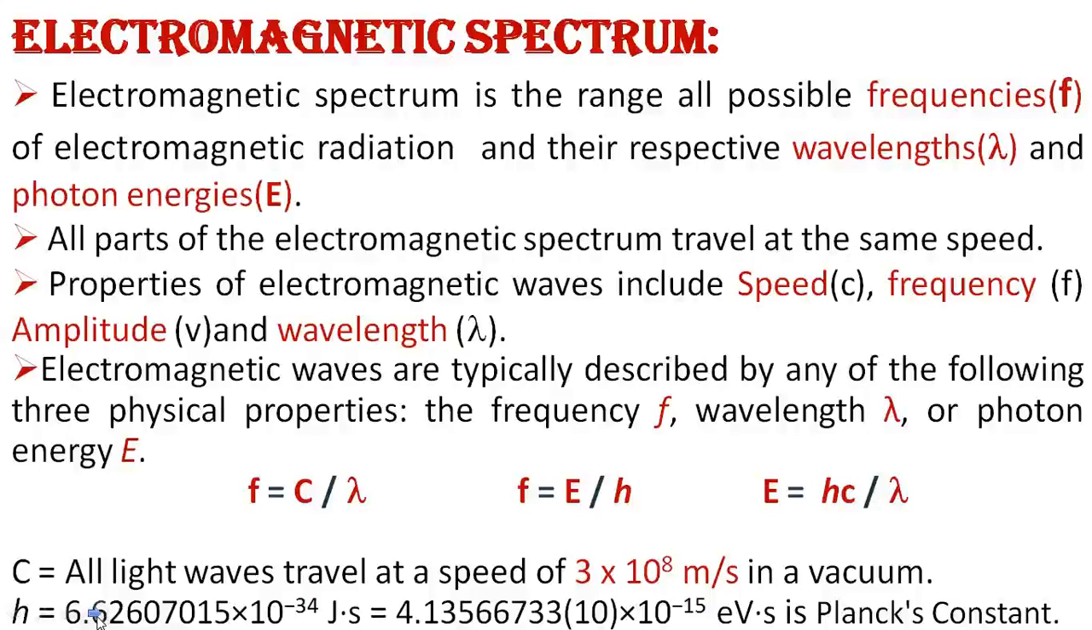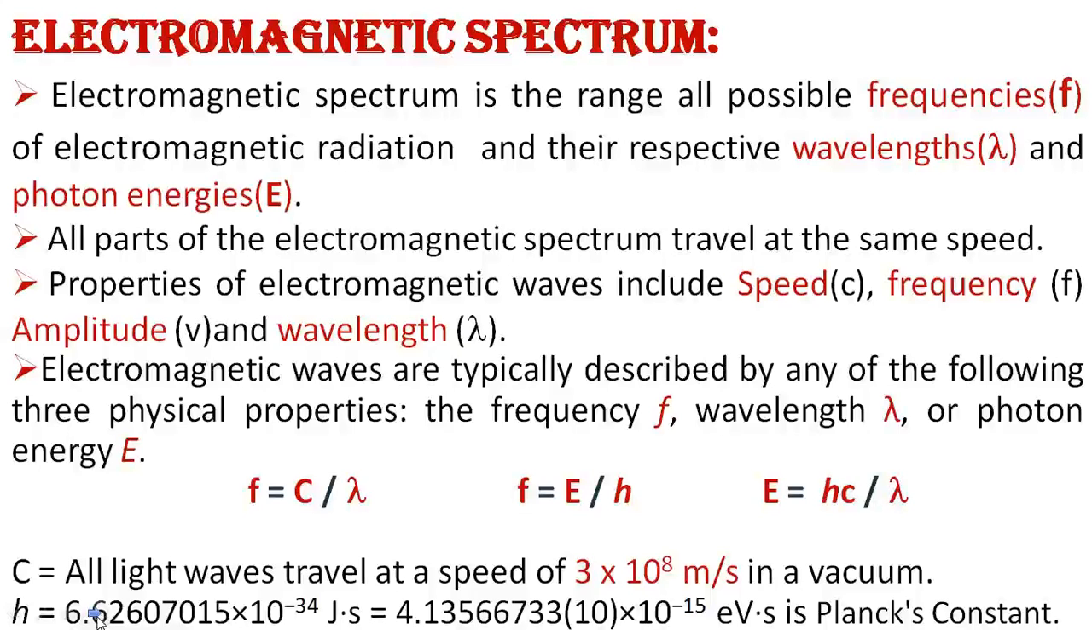The electromagnetic spectrum is typically described by any of three physical properties: the frequency, the wavelength, and the photon energy. Frequency is equal to the speed of light divided by wavelength. The second formula: frequency is equal to energy divided by h, the Planck constant. And the last one: energy is equal to the Planck constant times the speed of light divided by wavelength.